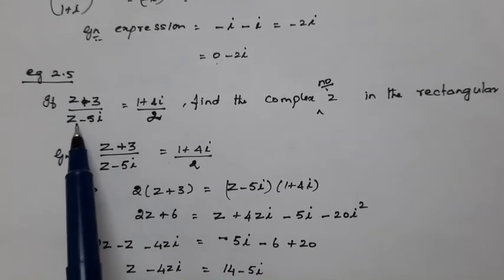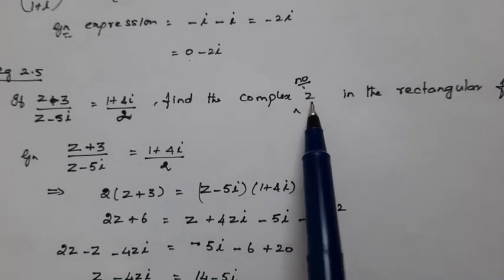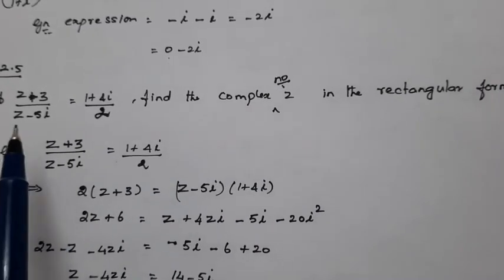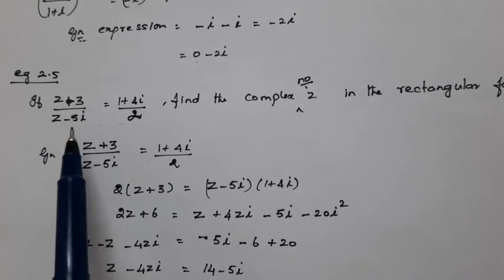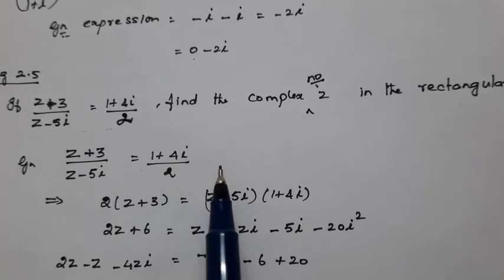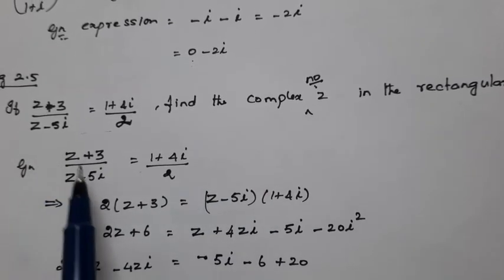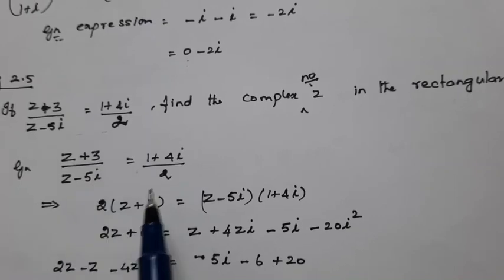If (z + 3)/(z − 5i) = (1 + 4i)/2, find the complex number z in the rectangular form. So you have to simplify this and try to express z as a complex number in the form of x + iy. Now let us write down the given expression: (z + 3)/(z − 5i) = (1 + 4i)/2.